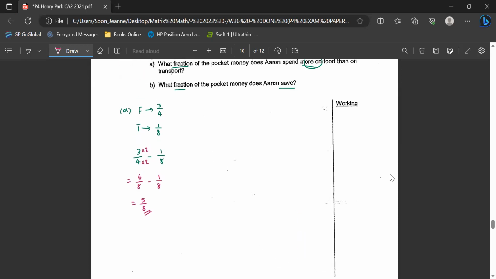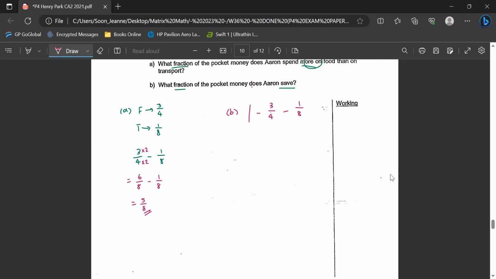Okay, so B, they're asking for what fraction of the pocket money does Aaron save? Since he's spending 3/4 on food and 1/8 on transport, the remaining fraction will be saved. So we always use 1 whole, take away the fraction for food, take away the fraction for transport.